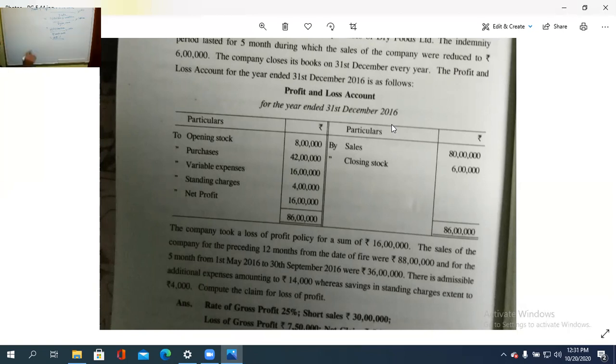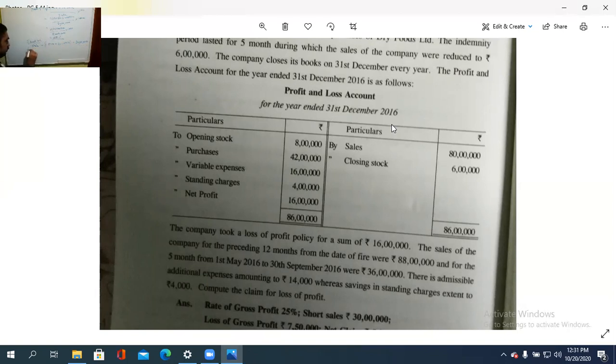Next we need to calculate the short sale. So what does short sale mean? The sale during that indemnity period. Here, the sales of the company for the preceding 12 months from the date of fire was 88 lakhs, and for the 5 months from 1st May 2016 to 30th September 2016, it was 36 lakh.